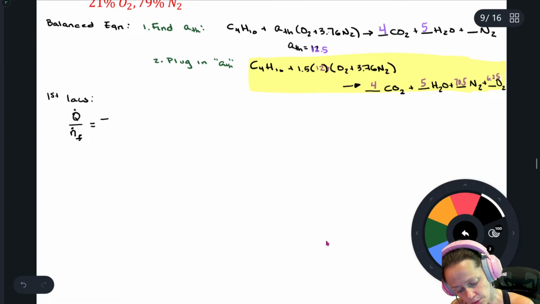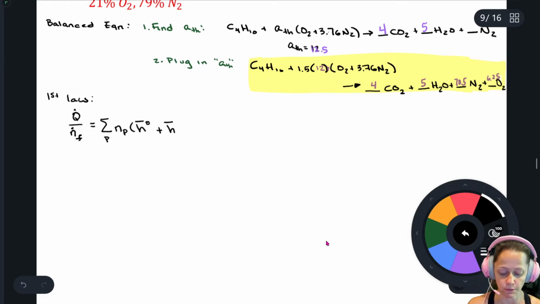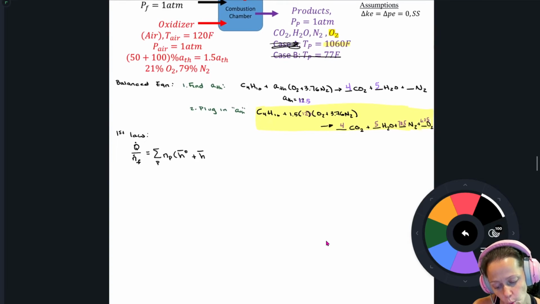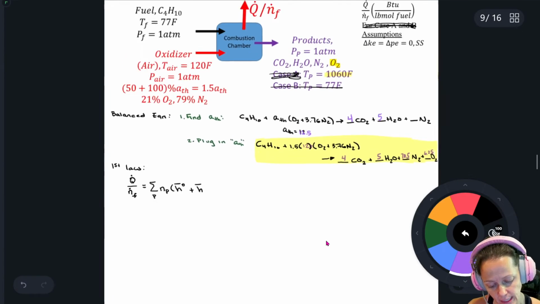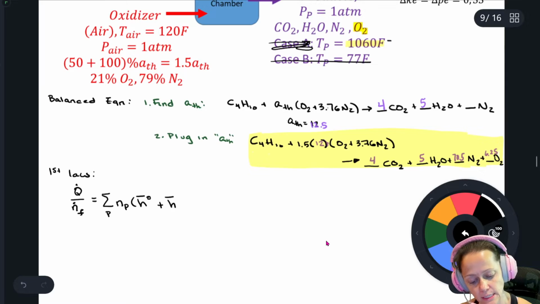So this is equal to the sum of the products minus the reactants. So number of moles of product times the enthalpy of formation, plus the enthalpy at the temperature of those products. And the temperature of those products, they tell us, is 1060 degrees Fahrenheit, so 1520 degrees Rankine. So I'm going to make a note of that. My products are coming out at 1520 degrees Rankine. That's what I'm evaluating it at.